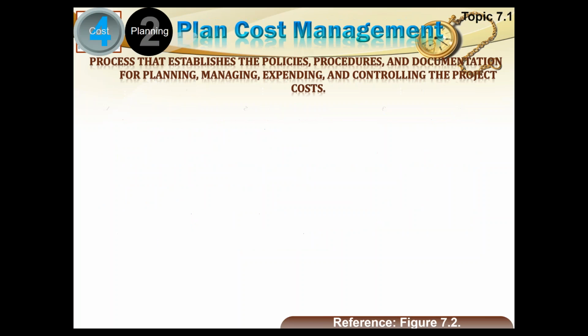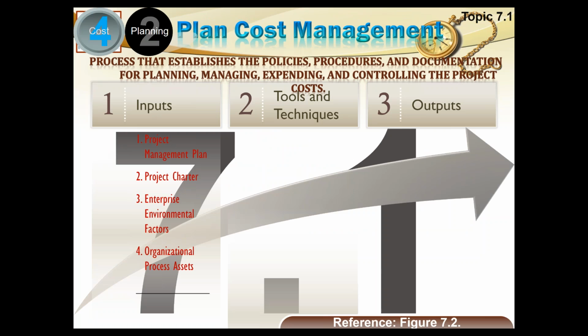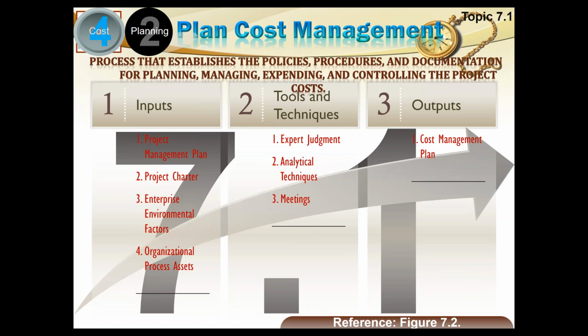The processes are comparatively very simple. You know, the plan cost management process is 100% similar to the schedule management plan process. Plan schedule time management was exactly the same picture. You see, inputs we had project management plan, project charter, enterprise environmental factors, organizational process assets. Then in tools we had expert judgment, analytical techniques, and meetings. The only difference is where it was schedule management plan, here it is cost management plan. So as far as this is concerned, there is absolutely no difference. So we develop the cost management plan here.